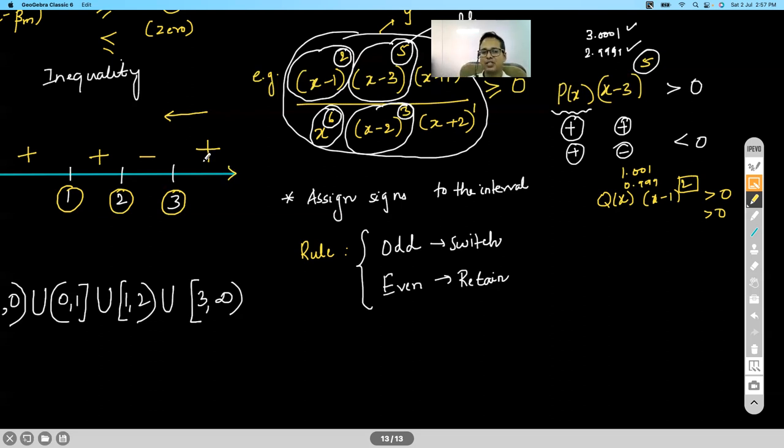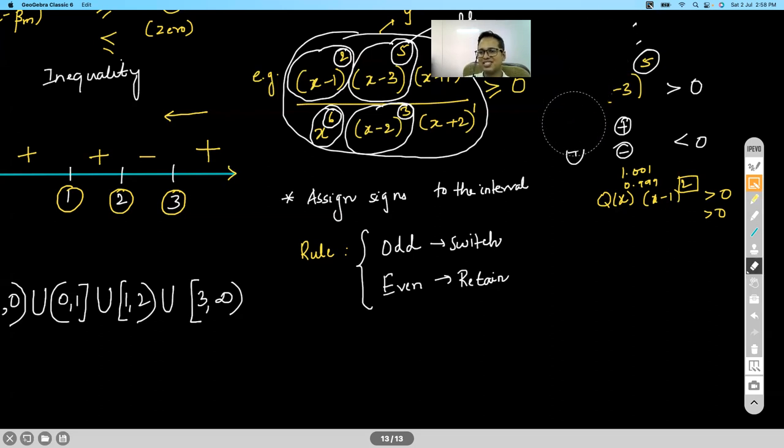Graphically speaking, the function will not change its sides. That means if it is above the x-axis, it will remain above the x-axis when the zero that you're talking about is subjected to an even power factor. And it is going to go to the other side, to the negative side, if at all it is going to cross a number which is coming from a factor subjected to odd power.